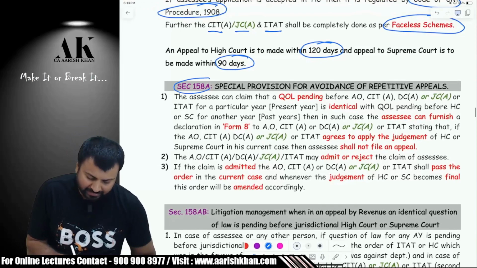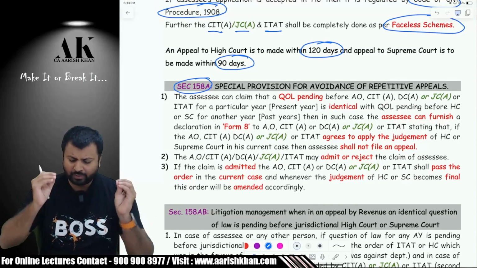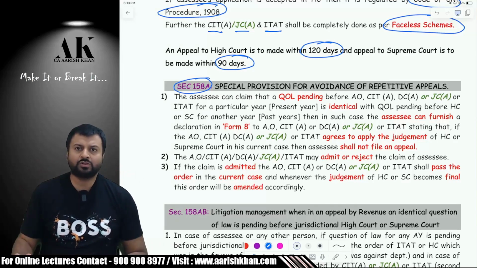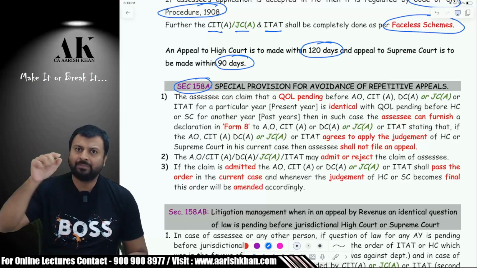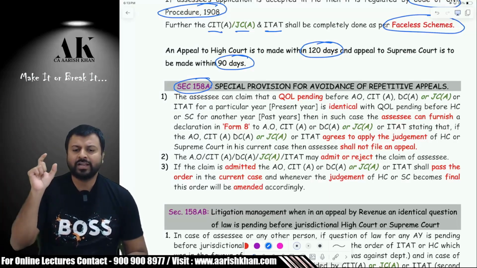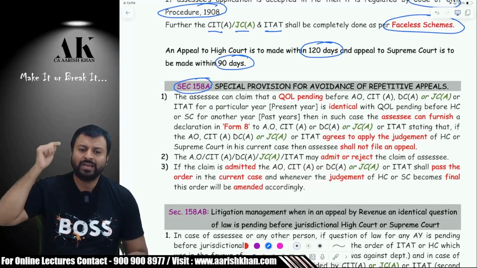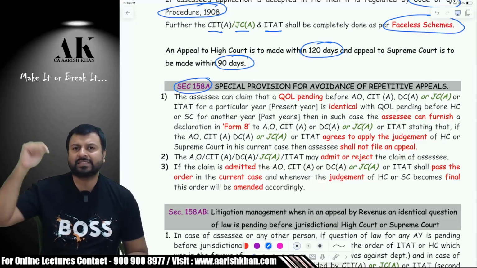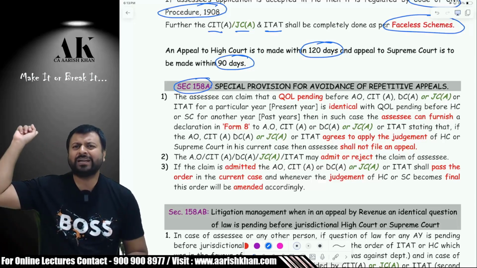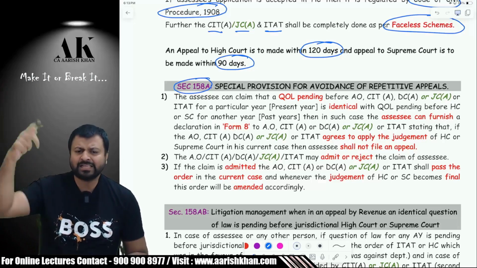First one is 158A, a special provision for avoidance of repetitive appeals. Sir, what is this provision all about? Let me explain what this provision is all about. Suppose last year I have already appealed one particular item, and it is already pending in the High Court. It means there is already a question of law pending from last year. Now in the current year, again the same thing is disallowed by the assessing officer. Should I again appeal the same matter, when last year's similar matter is already pending?